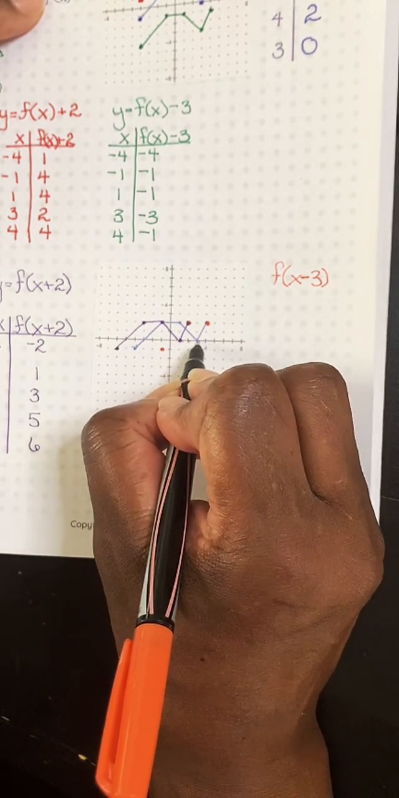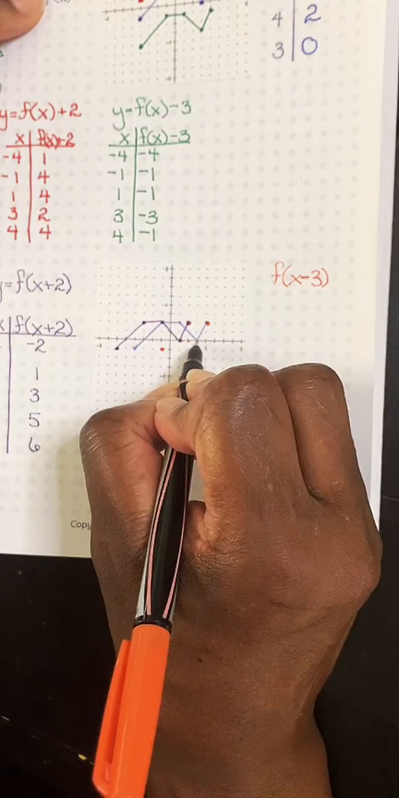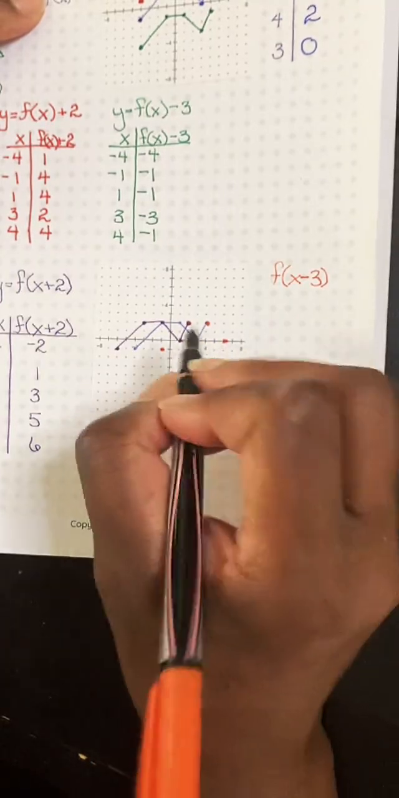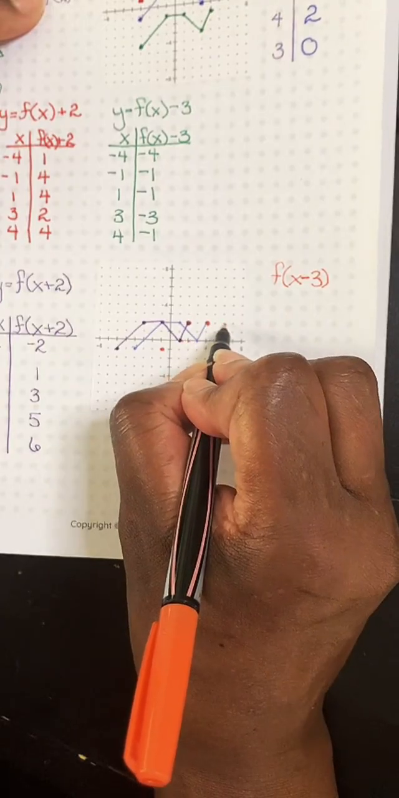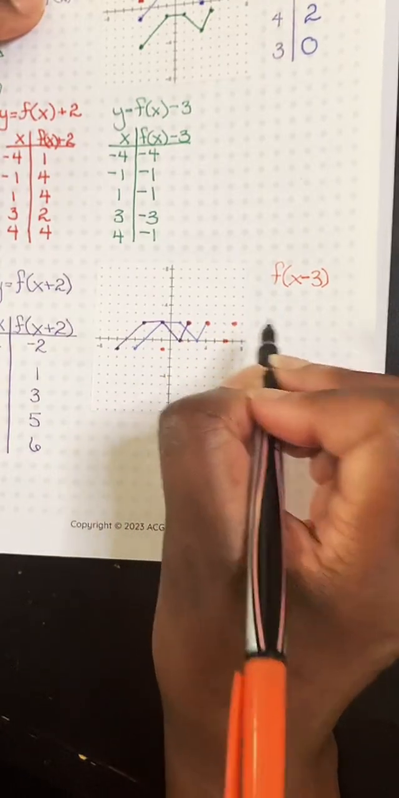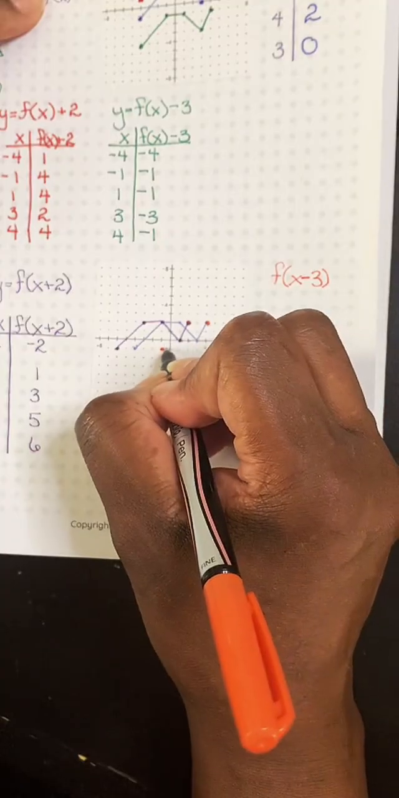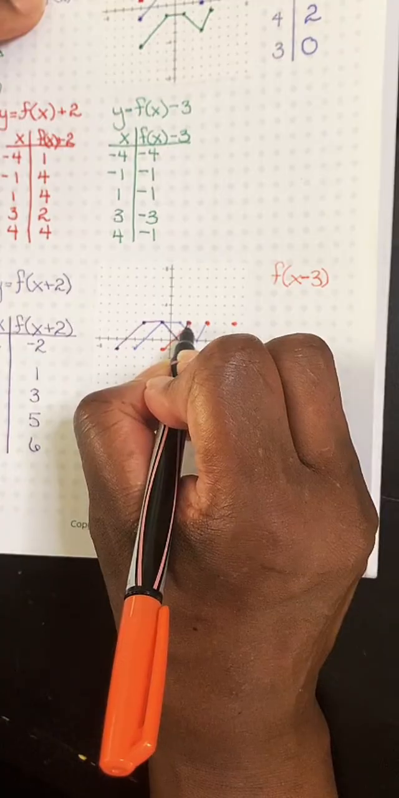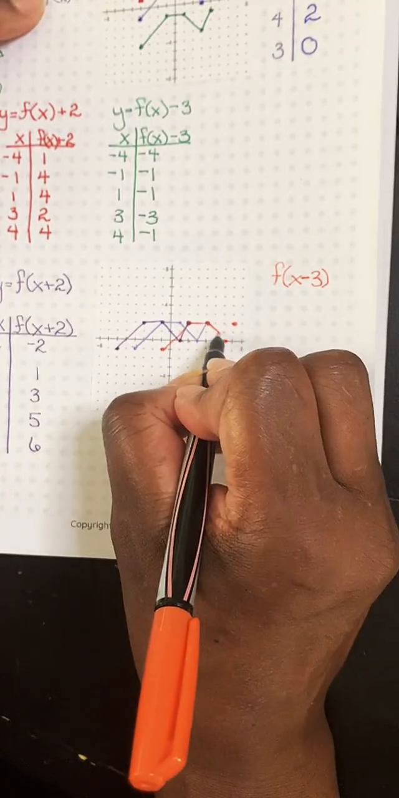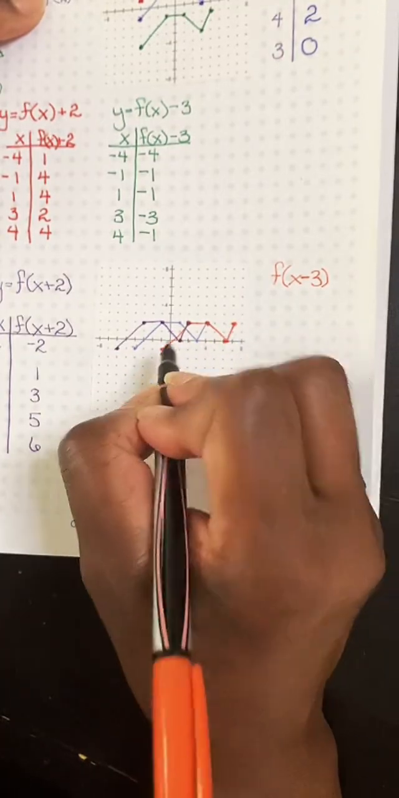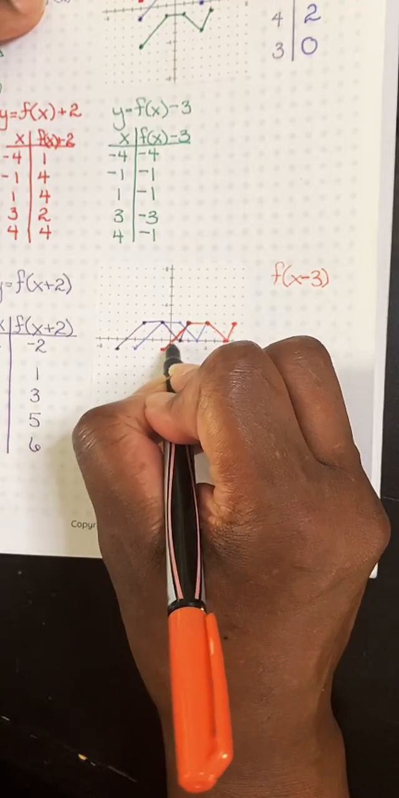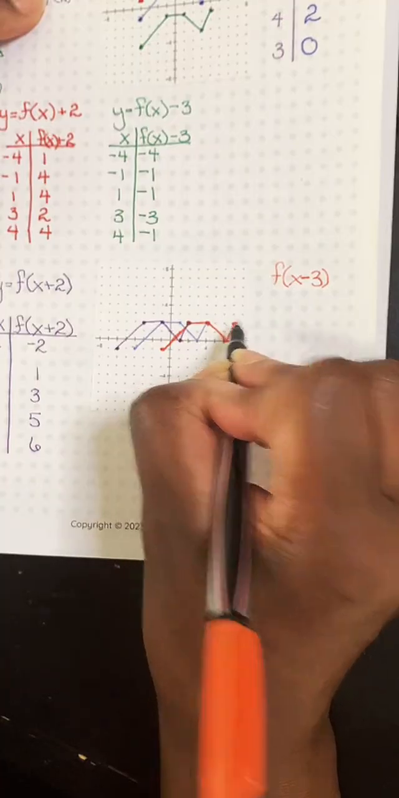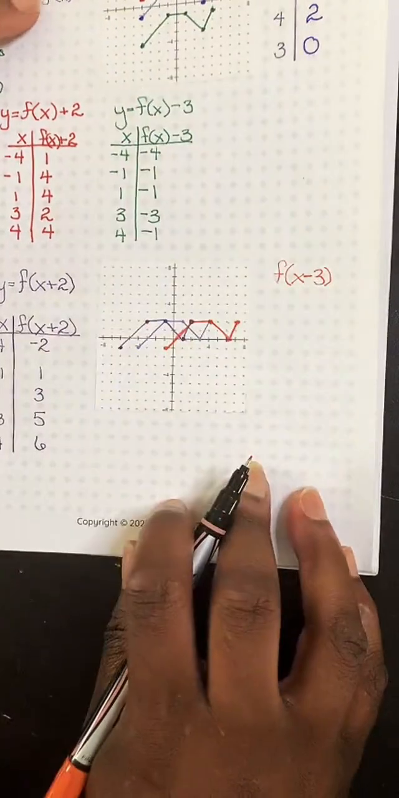And then we have 1, 2, 3. And that's 1, 2, 3. So I'm going here, here. I know it looks a little confusing because it's kind of over top of each other, but there we go.